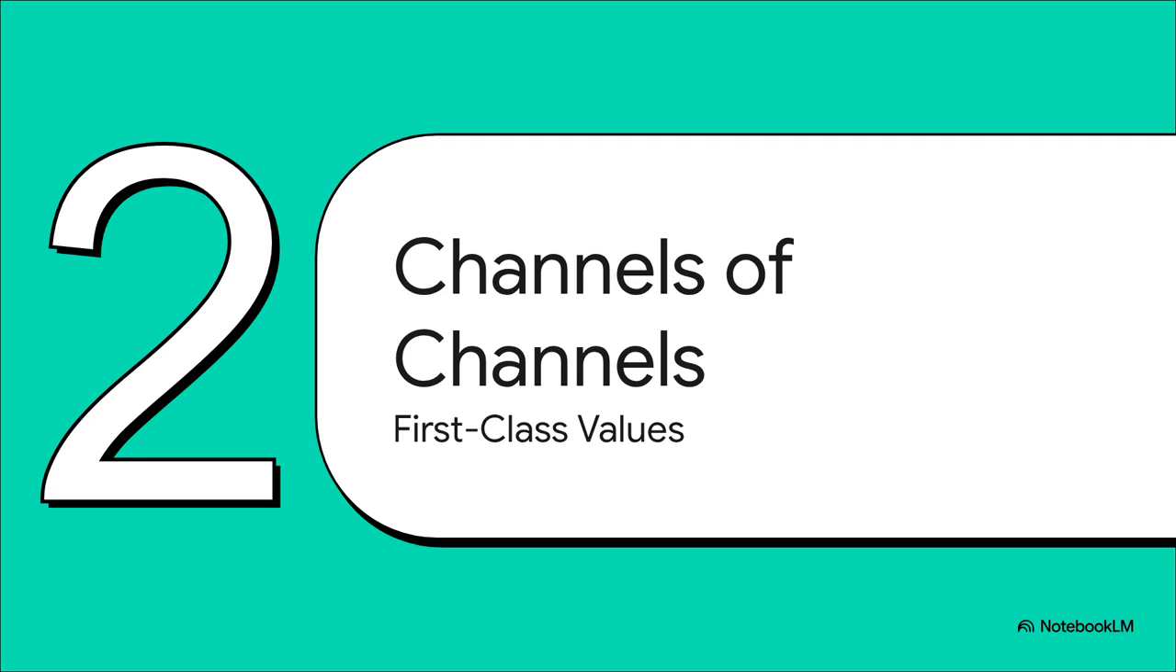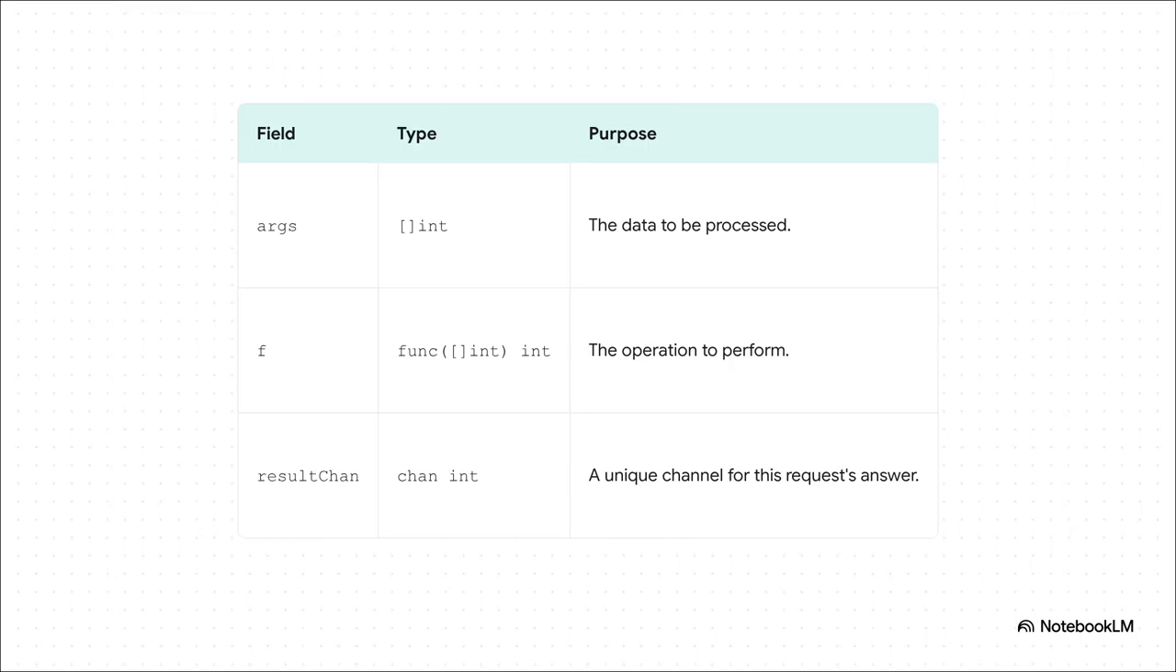All right, now this is where Go's design really starts to flex its muscles, and things get, well, fascinating. In Go, channels are first-class citizens. That means you can pass them around just like any other value, like an integer or a string. And that means a channel can carry other channels. Take a very close look at this slide, especially that last field. When a client sends a request, it doesn't just send the data and the function it wants to run. No, it also creates and packs its own private return address, a brand new channel, right inside the request itself.